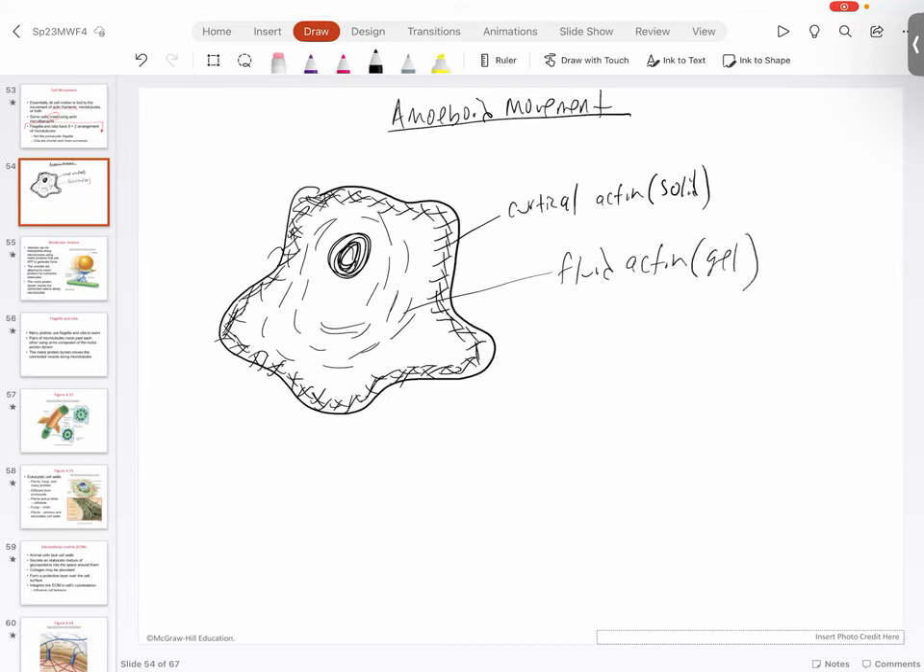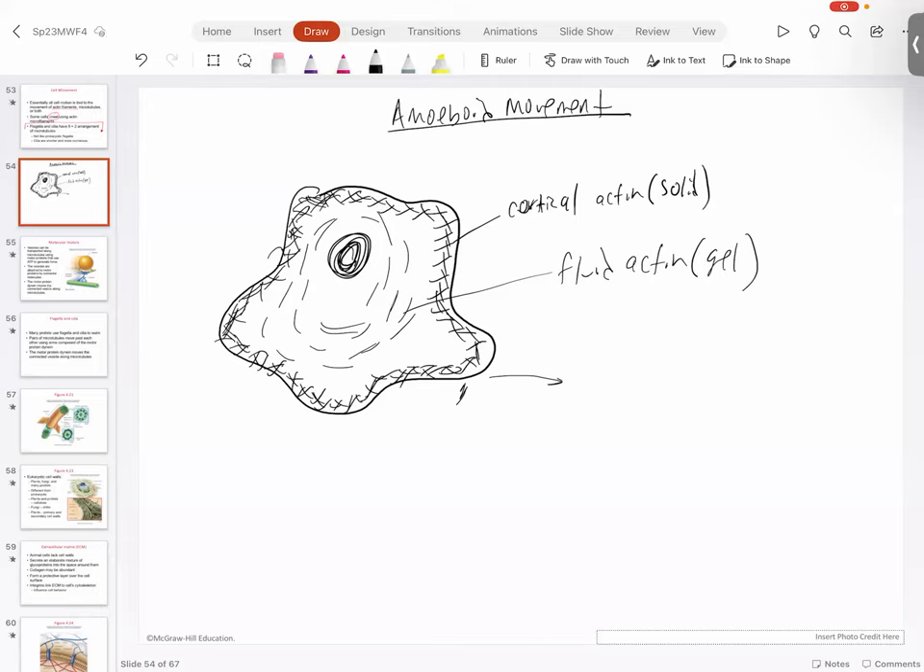Okay. Now, let's imagine, yeah. What is the first one? Cortical? Yeah, it's at the cortex. Right, so you have two different types. They call it gel-sol, solid, gel, so gel-sol interactions. But let's imagine that this little piece right here, as an amoeba, you wanted to move in this direction.